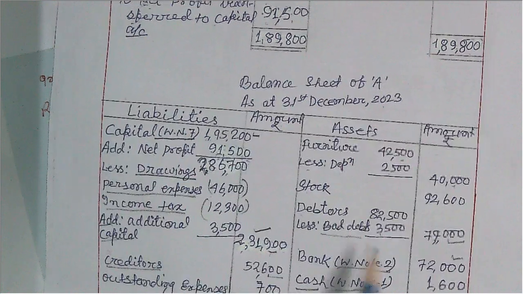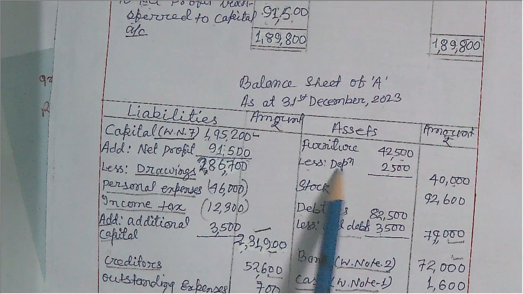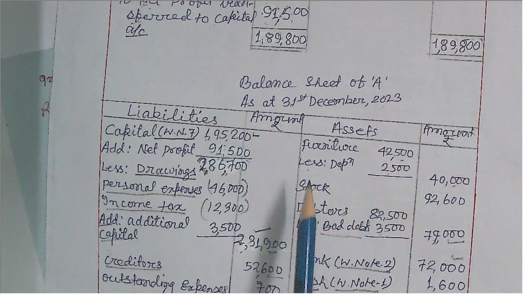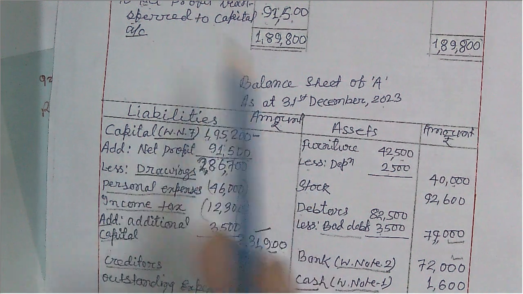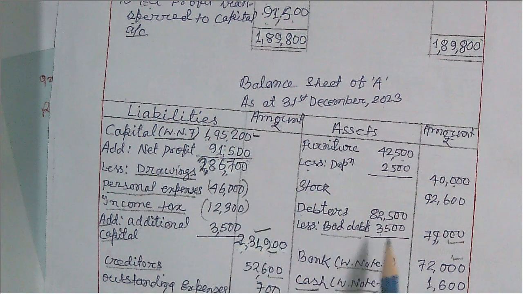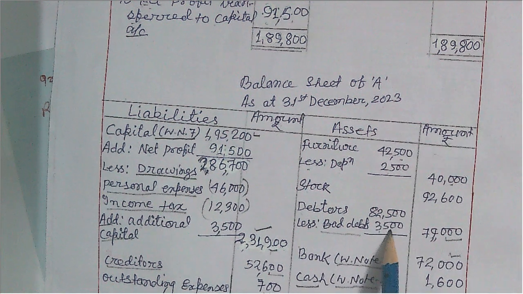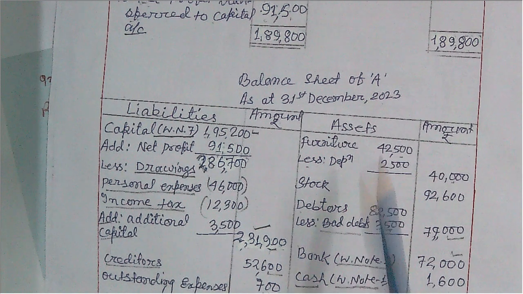Similarly, like depreciation on the debit side of profit and loss account, and again here by way of deduction. Provision for bad debts is 3,500. Bad debts is 3,500, we have debited to profit and loss account, and here deduction from the debtors 3,500. So this is a double effect of adjustment item.